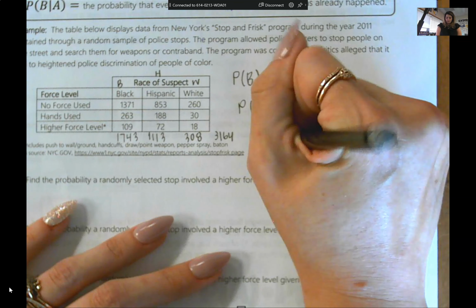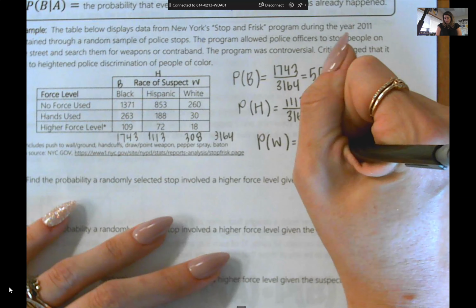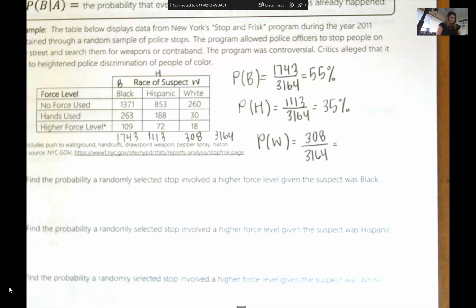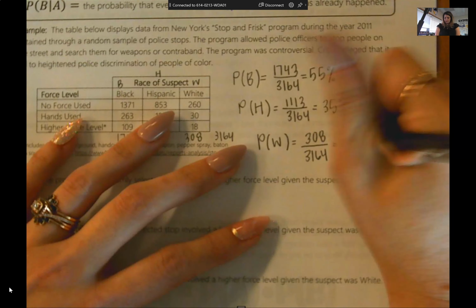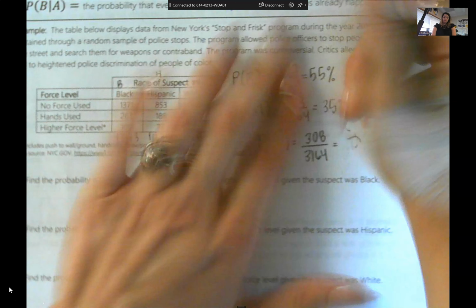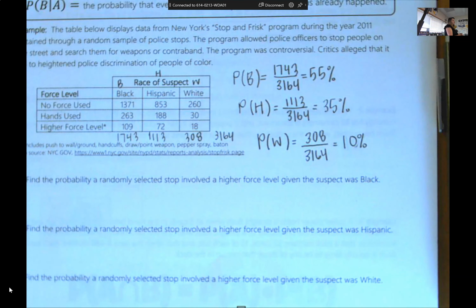And then, as you probably suspect, I would like to do white suspects. So just by these percentages alone, without doing any conditional probabilities, it is obvious here that people of color were being stopped way more than white people. 80%, 90% of our stops would be considered people of color, I believe.